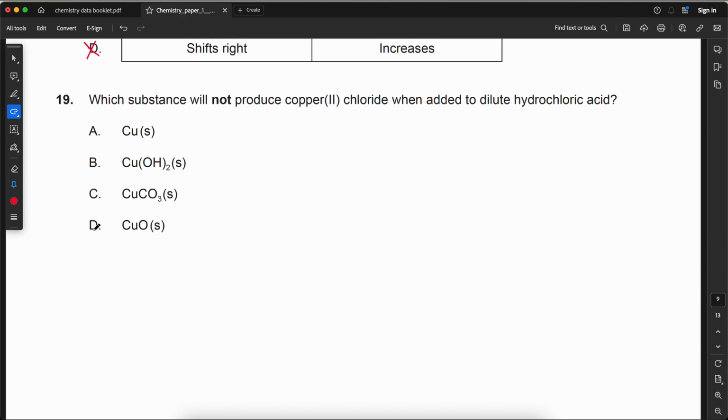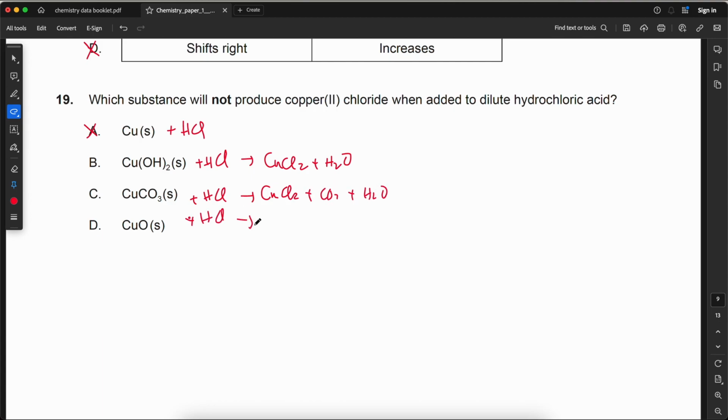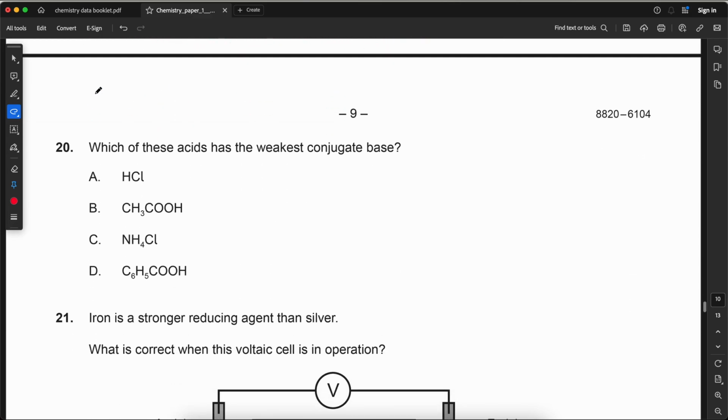Which substance will not produce copper 2 chloride when added to dilute hydrochloric acid? It's A. Because when it reacts with HCl, Cu cannot replace H because it's less reactive compared to H. If Cu(OH)2 reacts with HCl, it will produce CuCl2 and H2O. This one also will produce CuCl2 plus CO2 and H2O. And this one also will produce CuCl2 plus H2O. So the answer is A.